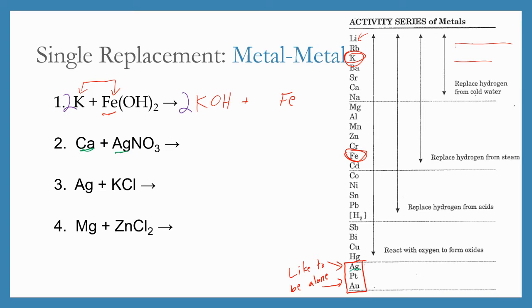Silver's down here. It likes to be alone. It is not alone. It's with a couple. Calcium is up here. Calcium likes to be in a compound. It's currently alone. So they're going to switch places. So the silver will be by itself, and the calcium will want to be with that nitrate.